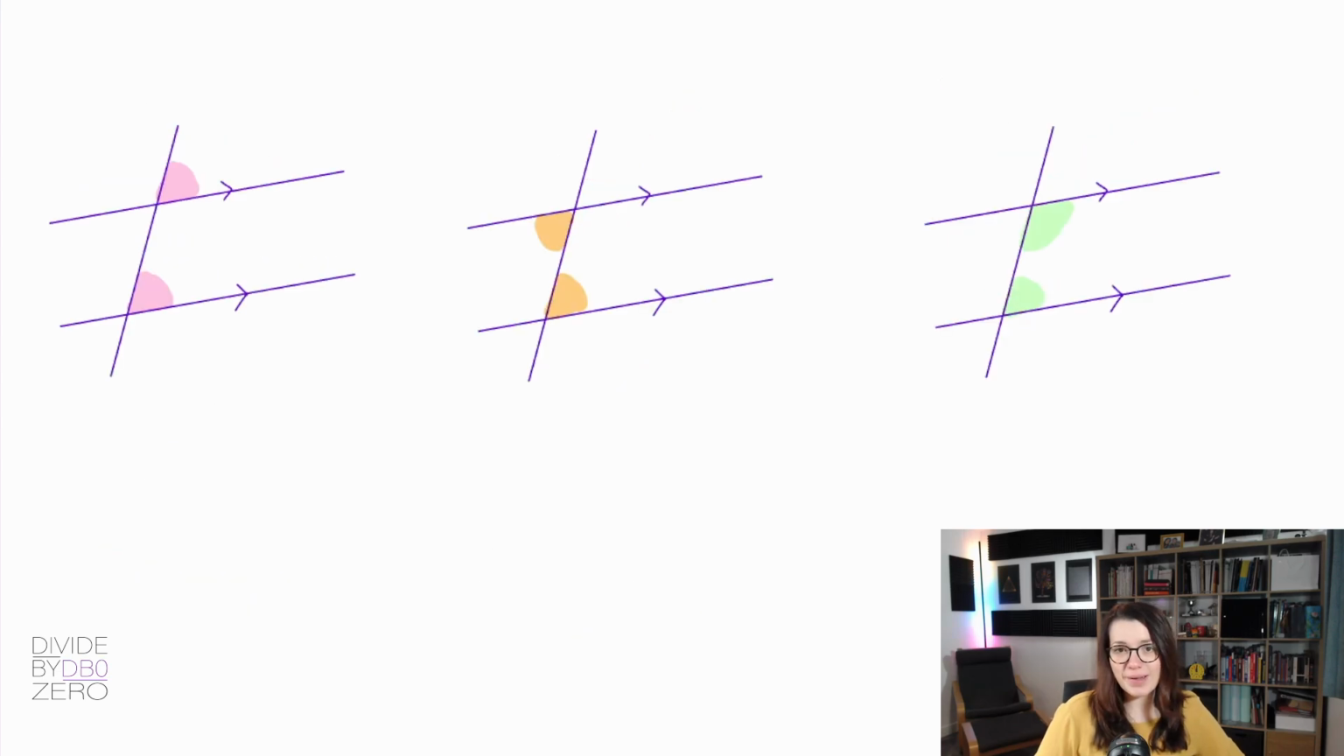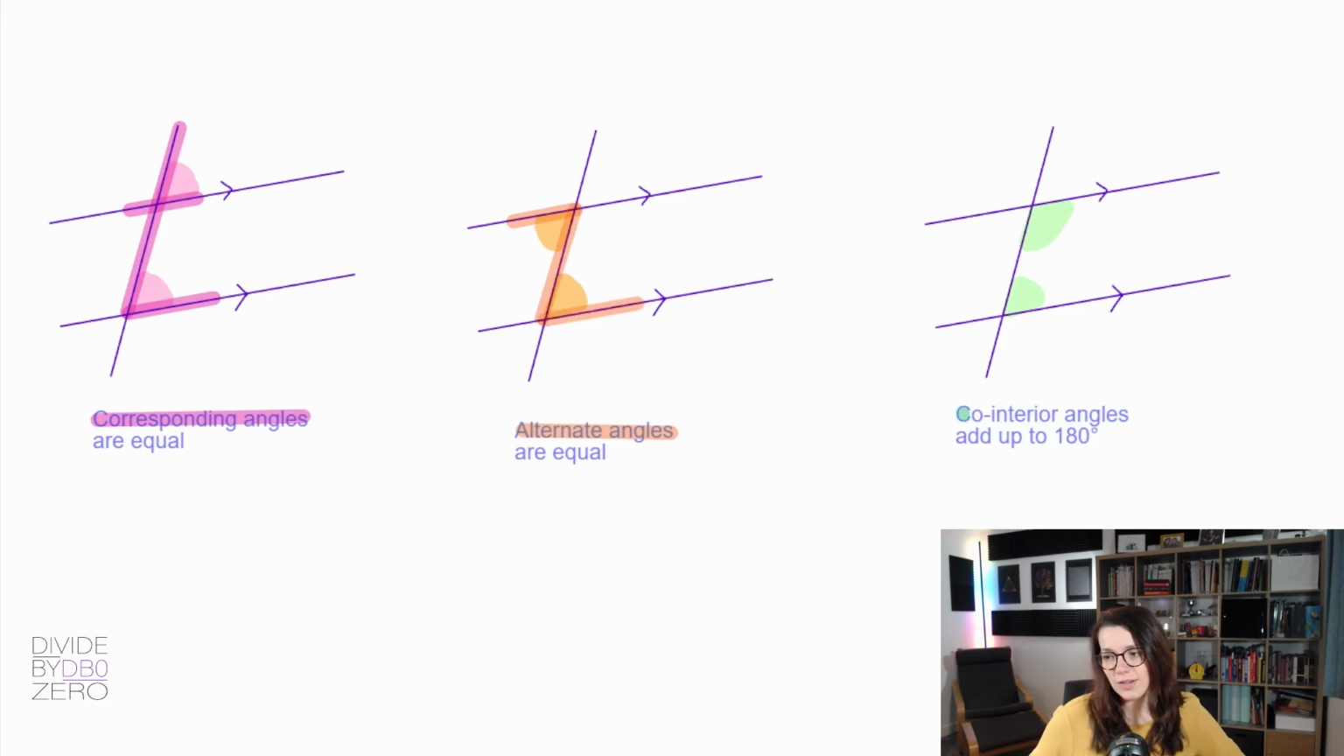Now for the rules about angles in parallel lines. And again, we need to know these off by heart. First one, corresponding angles are equal. Now you can identify corresponding angles by looking for a T shape or an F shape, depending on how it's oriented. Next, alternate angles are equal. For this one, you can look for a Z shape or an N shape. And the last one, co-interior angles add up to 180 degrees. For this one, you can look for a C shape.